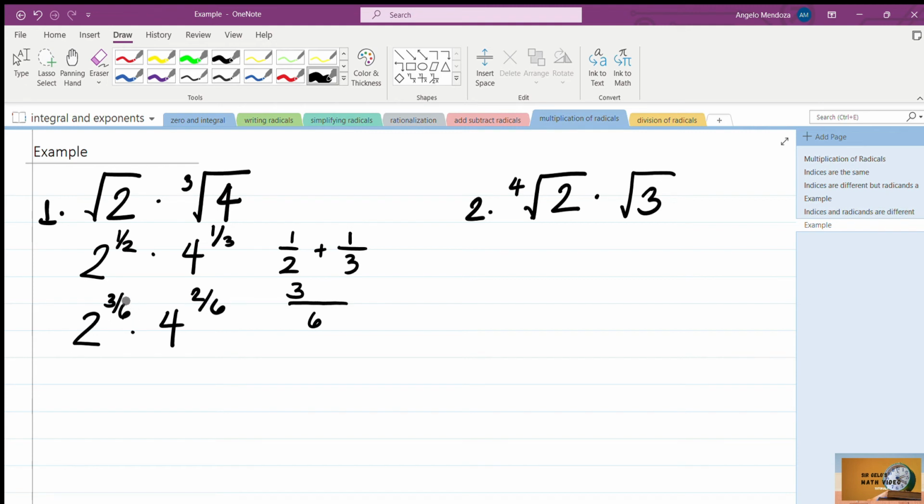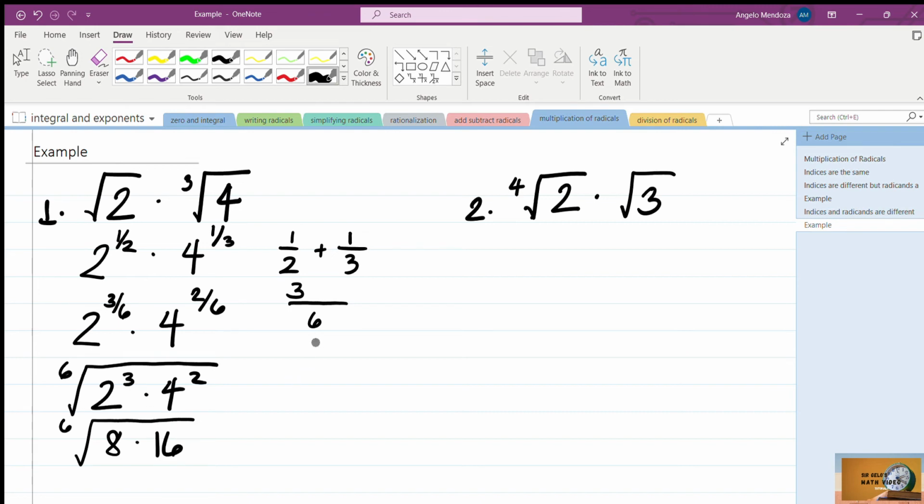So they now have the same denominator, so we can return it again to radical, wherein they will share the same index. That will be the 6th root of 2 cubed times 4 squared. And then the next step is we just apply the exponent. So that is the 6th root of 2 cubed, that is 8, times 4 squared, which is 16. So 8 times 16, that will be the 6th root of 128.